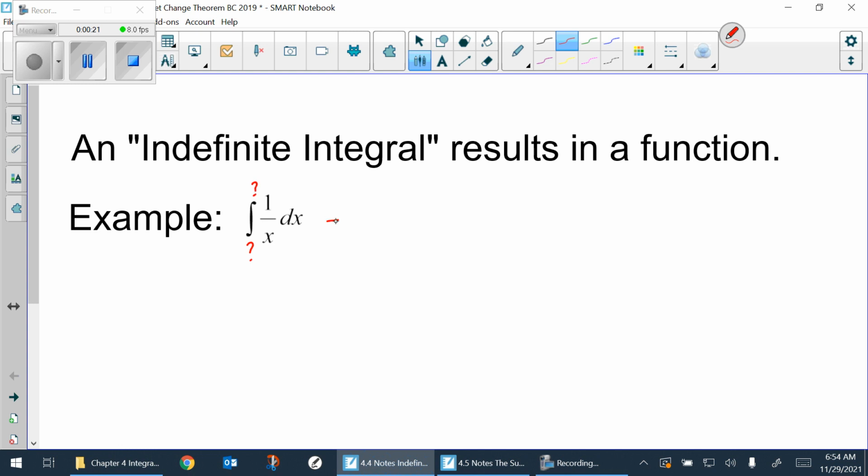So what this is going to result in is, according to an integral, I'm supposed to first of all take the antiderivative of the function. The antiderivative here is natural log of the absolute value of x. And then I'm supposed to plug in the upper and lower, but I don't have those. And so all this is going to result in is the antiderivative, the general antiderivative. And that's why we have to remember to include the plus c. So that is an indefinite integral.